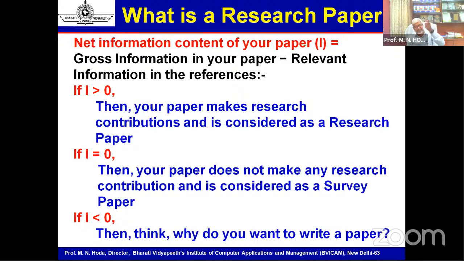And if I is strictly greater than 0, then your paper makes a research contribution and is considered a research paper. My dear friends, if I is equal to 0 or I is less than 0, it has no meaning. Only if I is strictly greater than 0 is it going to be a research paper, and you should get value of that paper. You should get credit for that paper. That paper should be considered as part of your PhD research work.